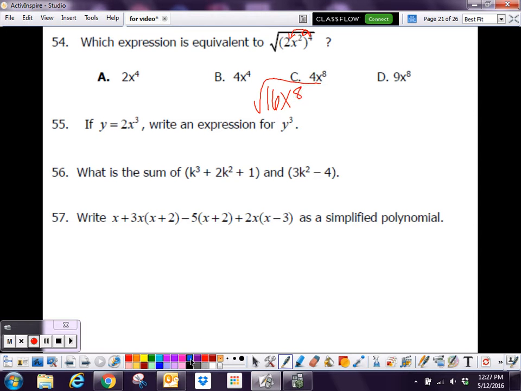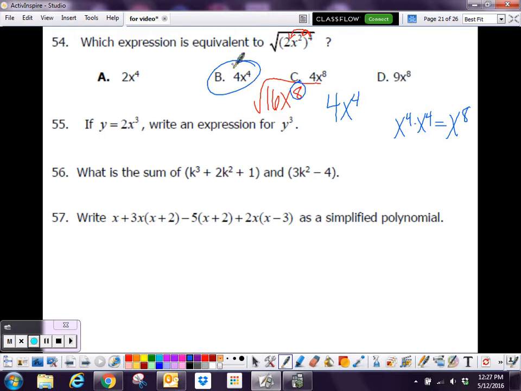Now I need to take the square root of this. So I actually know the square root of 16, that's 4. And then the square root of x to the 8th is x to the 4th. Remember, that's because x to the 4th times x to the 4th, when you add those exponents, that gets x to the 8th. So what you can do is when it's even like that, you can just cut it in half. So the answer here is B.